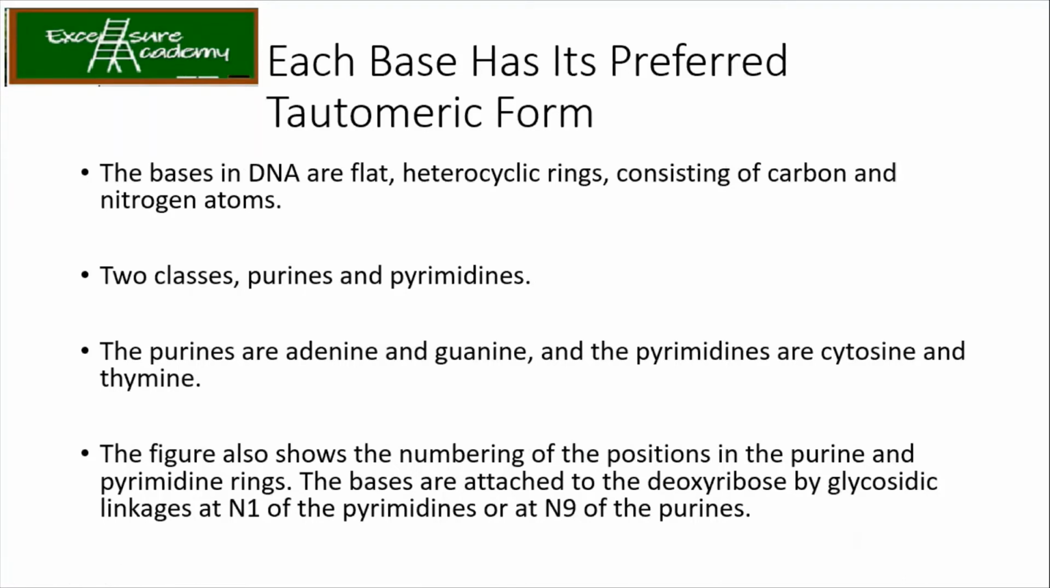Now, this is important. So we know that the DNA bases are flat, they have heterocyclic rings, and they are made up of carbon and nitrogen. Purines and pyrimidines are there. Purines are A and G, adenine and guanine, and pyrimidines are cytosine and thymine, right? So this is how they are formed: the N1 of the pyrimidines and N9 of the purines. Initially we said the opposite, but it is the N1 of the pyrimidines and the N9 of the purines.